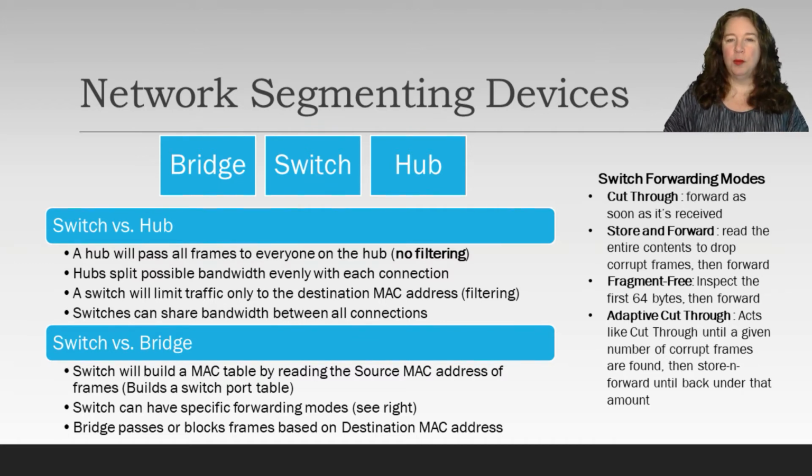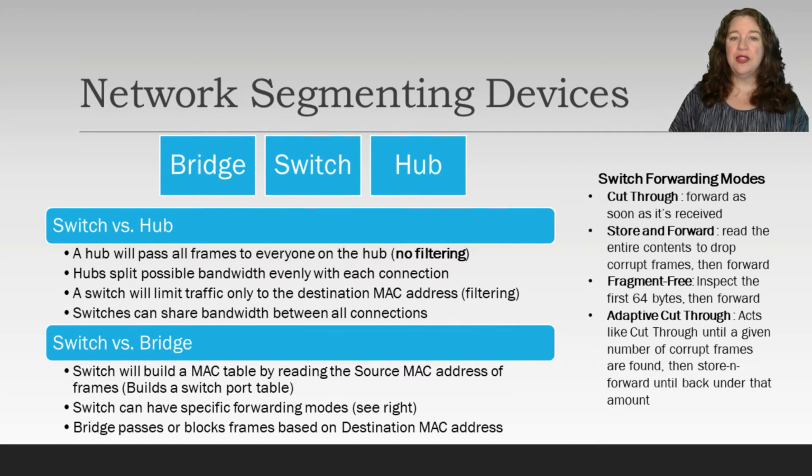A switch versus a hub. Why would we use a switch versus a hub? Okay, a hub is going to pass all of the frames to everybody in the hub. Hub doesn't filter. So if you have a hub with 10 devices attached, every one of those 10 devices is going to get the broadcast that comes across. Hubs will split the possible bandwidth evenly with each connection, which means if the hub is attached to the network and it is 100 megabit bandwidth, and there's 5 devices attached, each device gets 20 megabits. It splits them evenly, which means even though you have a 100 megabit connection, each device only gets 20 because it goes through a hub, and the hub splits them.